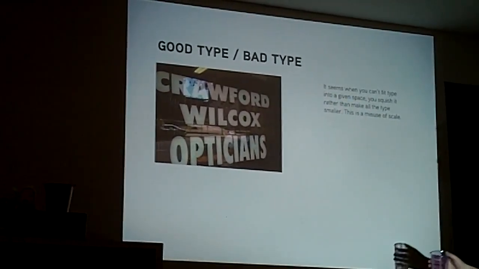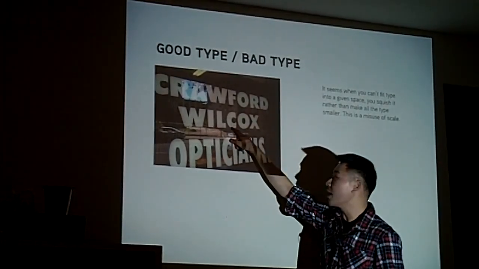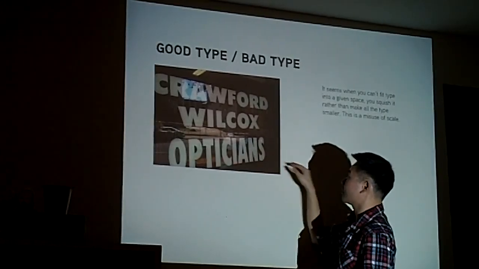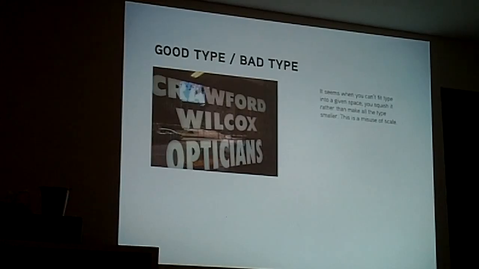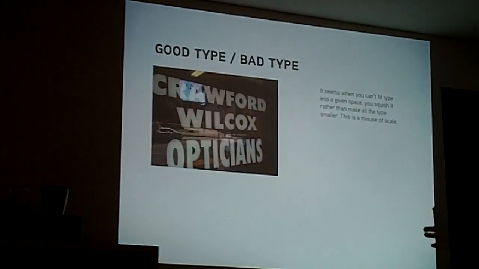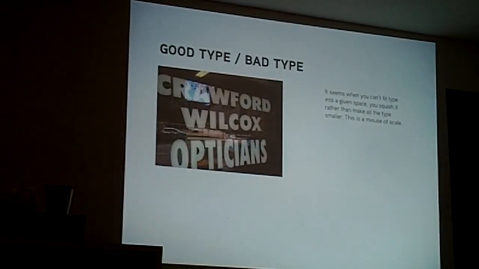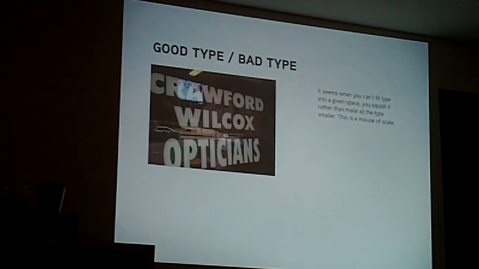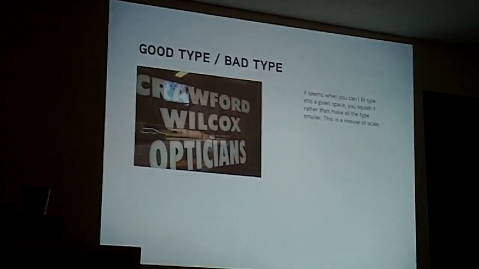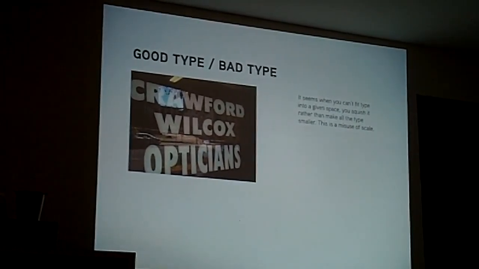In this example, we have Crawford Wilcox Opticians, and they probably would have used the same thing if this name was longer. So what they did was they squeezed the font, and maybe some of you do that. When you don't have enough space, you squeeze it together. But that's not condensing. That's not a condensed type. That's just you squeezing the type together, which is a huge no-no. And this is a bad misuse of scale.